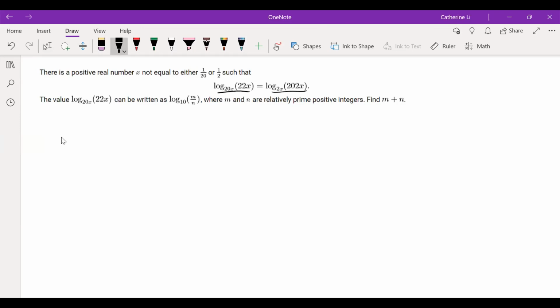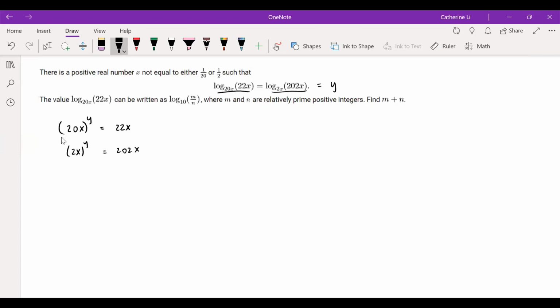So this problem, since we have just one value that we're interested in, we can call this value y. And from now, all we have to do is just interpret these logarithms. So log base 20x of 22x equals y means that 20x to the y is equal to 22x, and then similarly 2x to the y equals 202x.